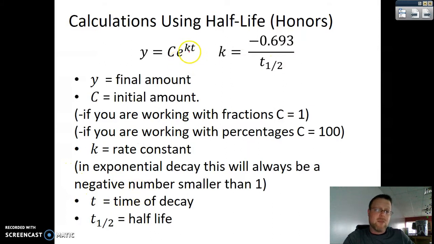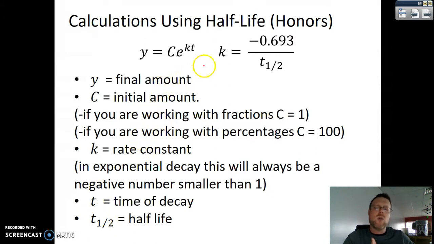T in this equation is the time of decay, so that's how long it's going to decay, the whole amount of time that it's decaying from the initial amount to the final amount. And T 1/2, now this little 1/2 is not actually math, this is just a label to show the difference between these two T's. This is the whole amount of time of decay, and this is the half-life for whatever isotope you happen to be working with.